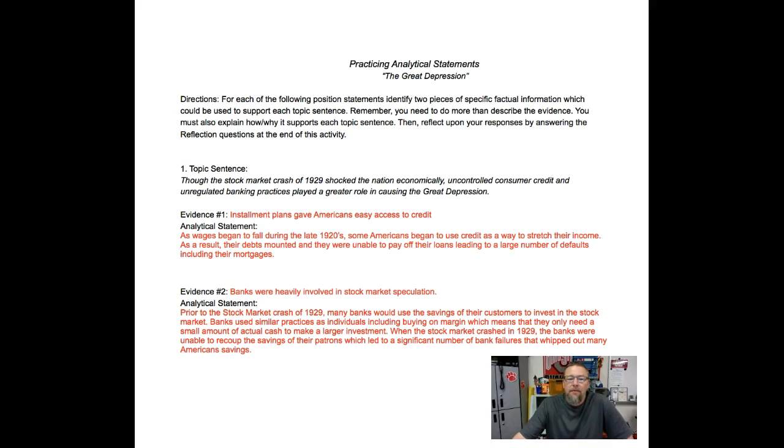And then we go back up to the question, how that affected unregulated banking practices, or how unregulated banking practices affected the causes of the Great Depression. So remember, you're not just describing the evidence in your analytical statement, but you're really kind of putting it together and explaining the how or the why. So I know this video is a little bit brief and it's relatively quick, but you should be able to accomplish this without too much trouble.